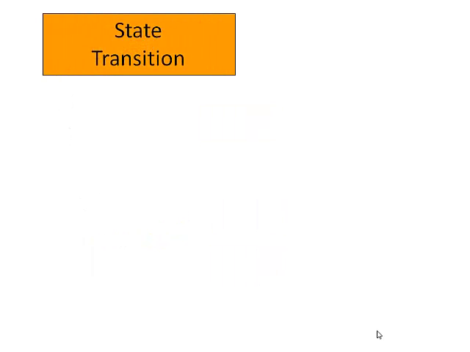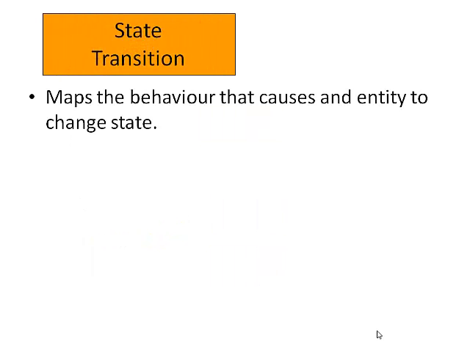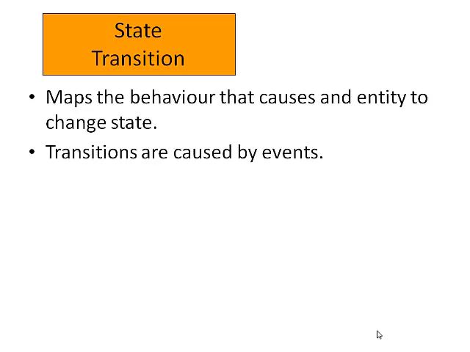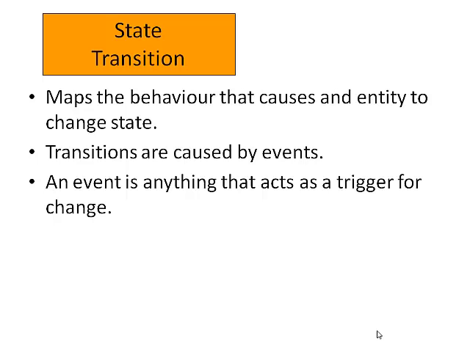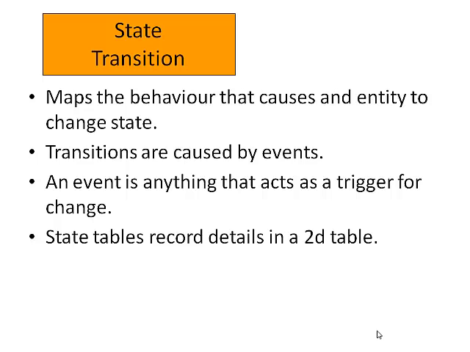The final one we looked at was called state transition. State transition is recognizing the fact that certain entities can exist in different states, and they will move between those states in response to events, things that happen to them.